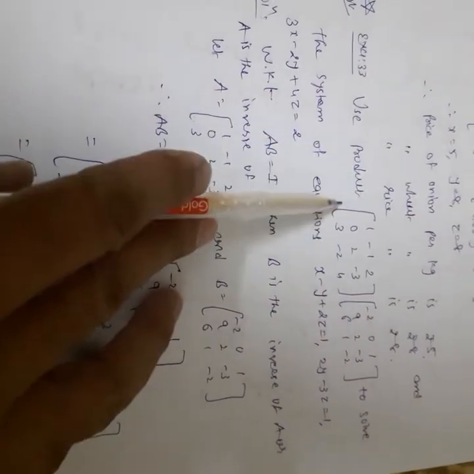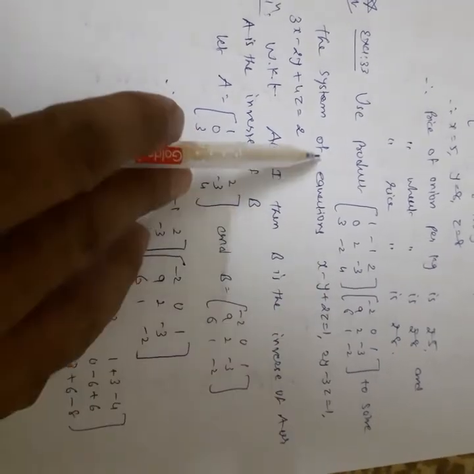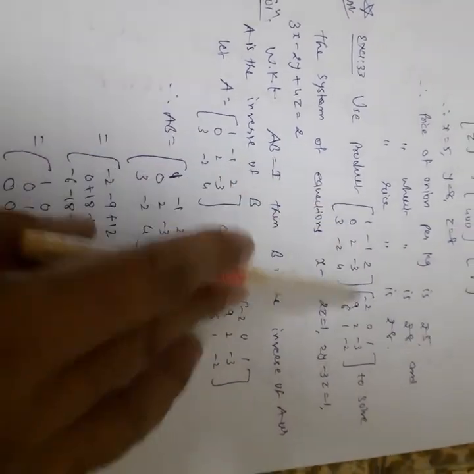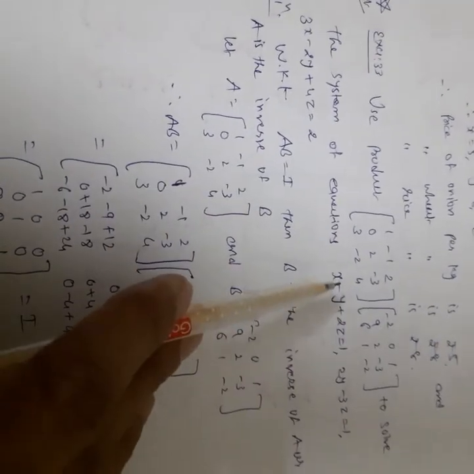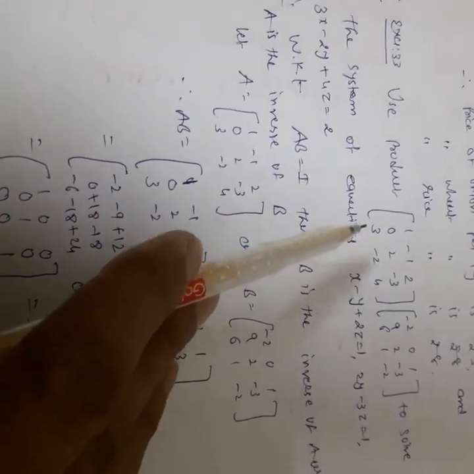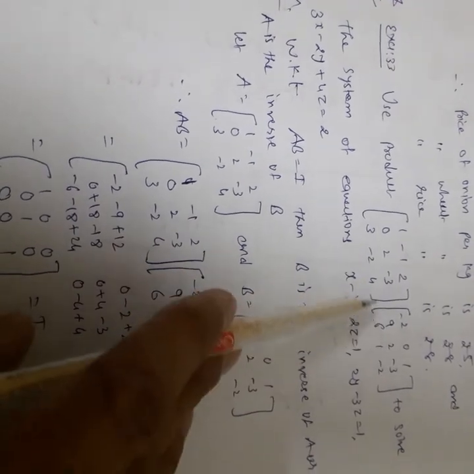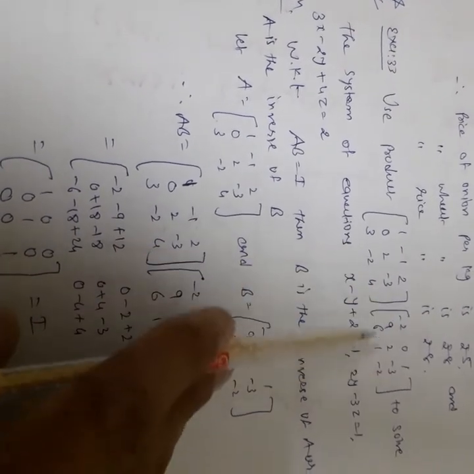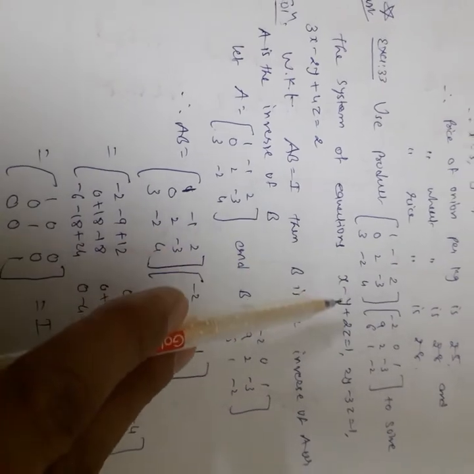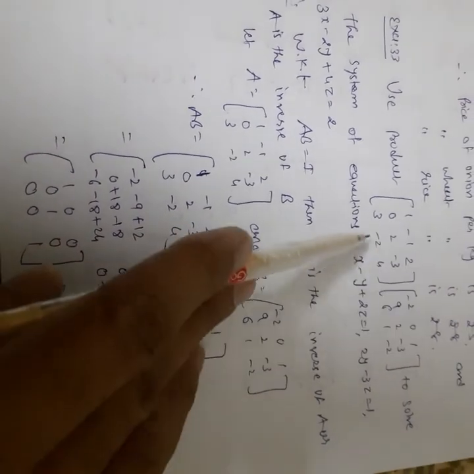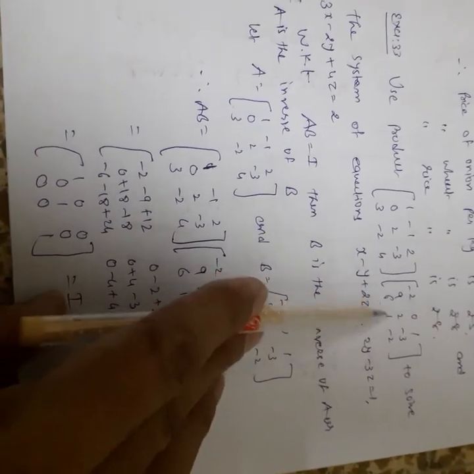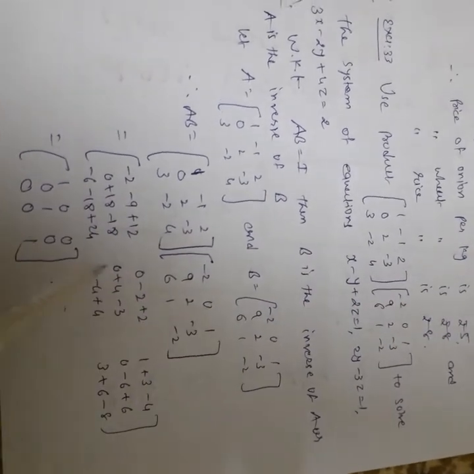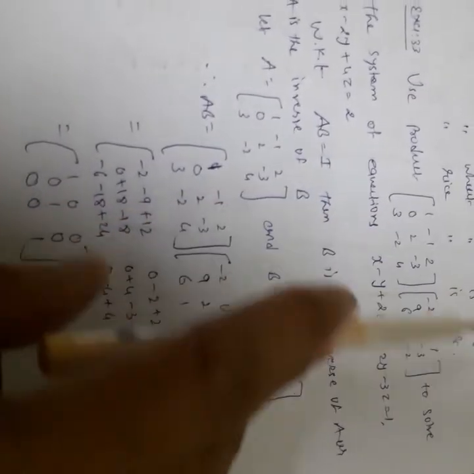Use the product of two matrices to solve the system of linear equations. Now, how can we use the product? We know that if the multiplication of two matrices is an identity matrix, then both are the inverses of each other. Suppose we get AB, where A equals this and B equals this, and if its multiplication is an identity matrix, then we say that A is the inverse of B, and B is the inverse of A.